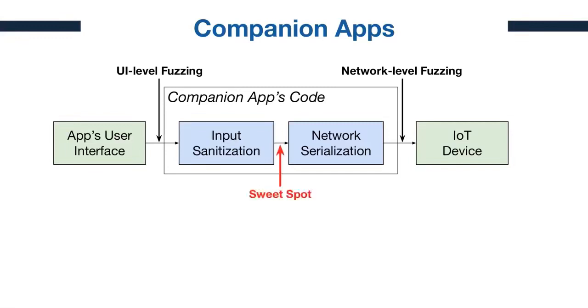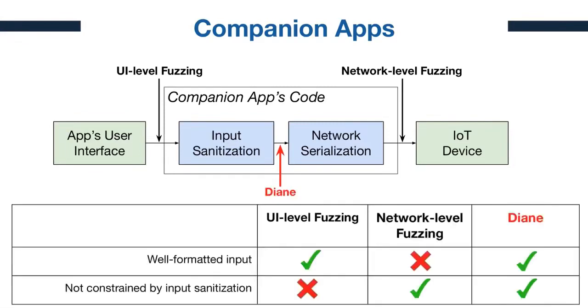But what we want is to fuzz at the sweet spot, because UI level fuzzing, although it generates well formatted input, is limited by the input sanitization within the app's code. On the other hand, network level fuzzing, although it has no constraints on the input provided to the IoT device, fails to generate data in the required format. Ideally, what we want is an ability to generate data in the required format. At the same time, we should not be limited by the sanitization routines in the companion apps. This is the basic idea of DIANE.